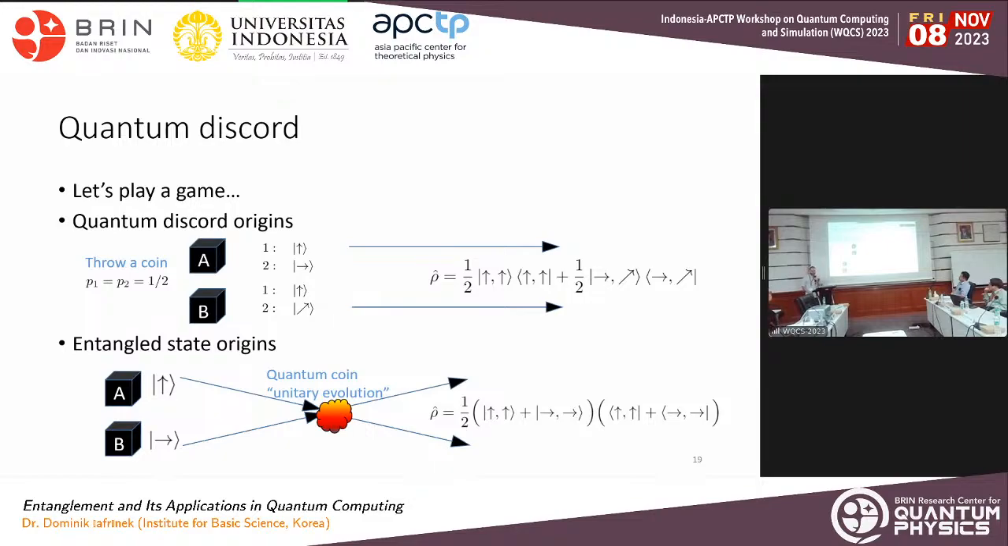Let's say I take a coin. Every time I get heads, I will prepare the state up and up, two states. And every time I get tails, I will prepare a state horizontal and 45 degrees, so it's not orthogonal. And if I send these particles to somebody in the audience, let's say we describe the system as a classical mixture of these two.